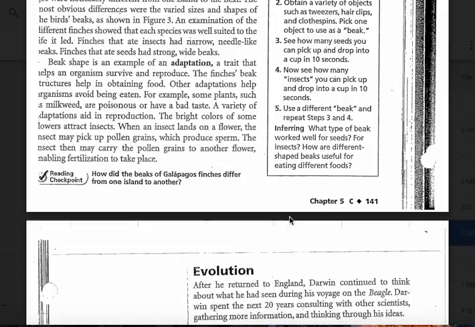Okay. Beak shape is an example of an adaptation, a trait that helps an organism survive and reproduce. The finch's beak structures help in obtaining food. Other adaptations help organisms avoid being eaten. For example, some plants, such as milkweed, are poisonous or have a bad taste. A variety of adaptations aid in reproduction. The bright colors of some flowers attract insects. When an insect lands on a flower, the insect may pick up pollen grains, which produce sperm. The insect then may carry the pollen grains to another flower, enabling fertilization to take place.